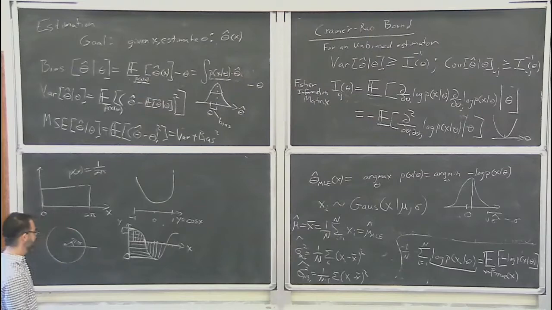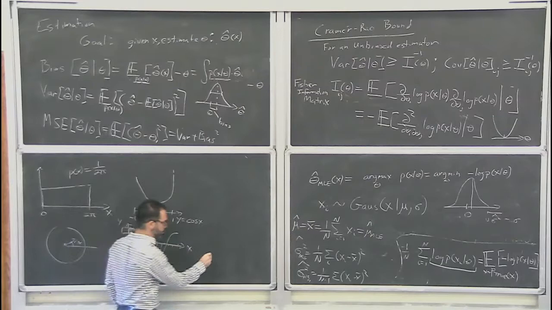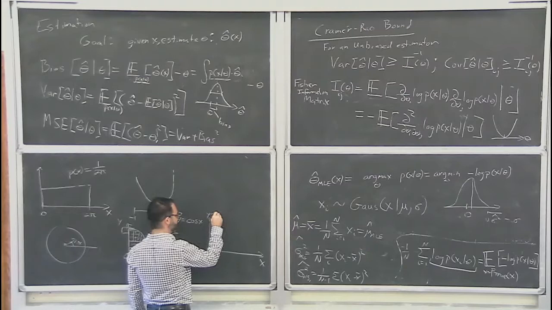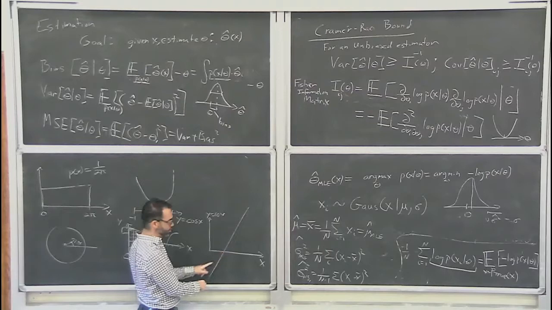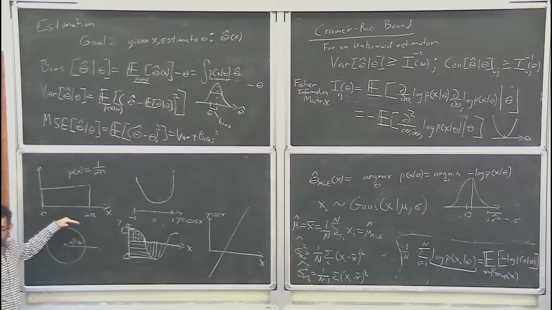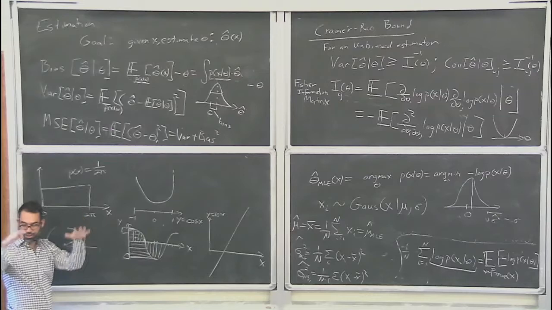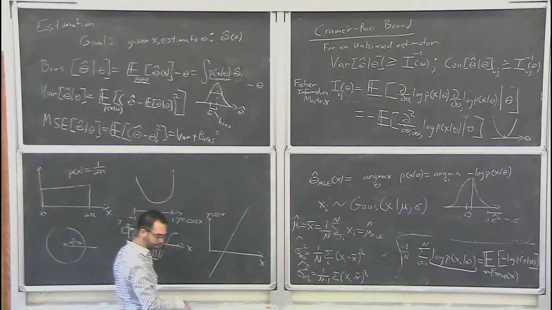But you can also imagine the simplest case, a different relationship: here's x, and if y equaled 10x, you're going to have a slope like this. You go from 0 to 2 pi to 0 to 10 pi, so if you just stretch this out, the density has to go down. If the slope is big, the density goes down. If the slope is small, the density goes up. And this is just the nonlinear version of that.